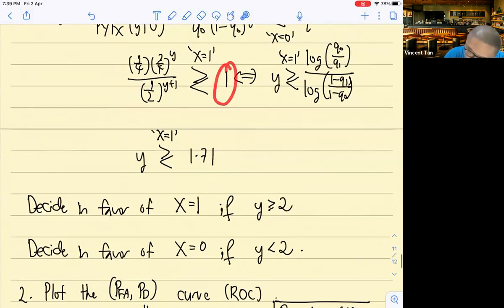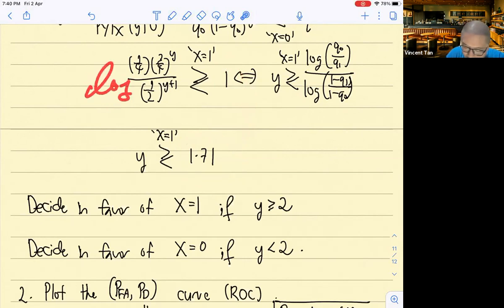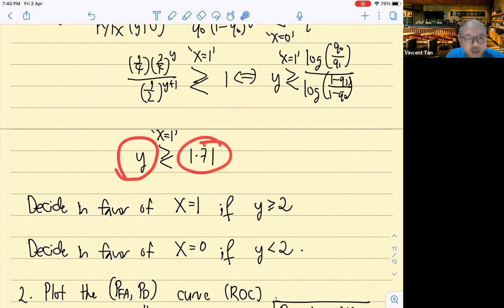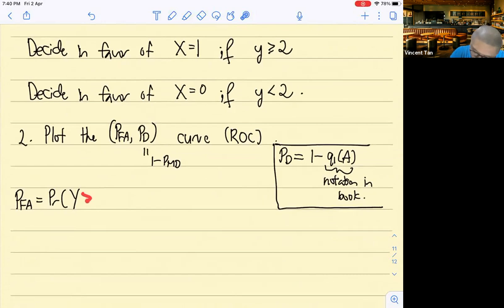So if you change this to eta, this number will change. It should be easy to see after you take logs on both sides. If it's eta, you take log. So no matter what you do, you will basically threshold the y. So let's say our threshold of y is called gamma.